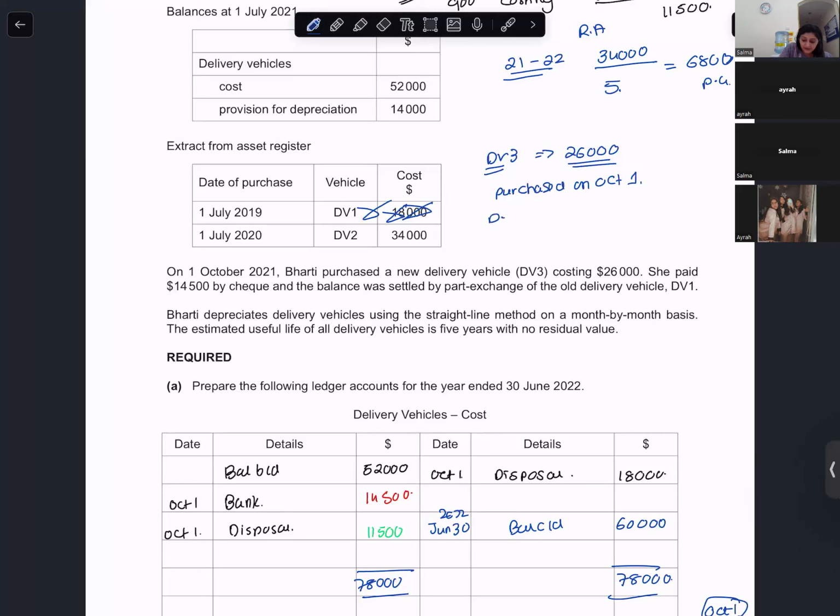So depreciation will be for how many months? October, November, December, January, February, March, April, May, June. 9 months. Oh, July is first. Okay. So 26,000 divided by 5 into 9 divided by 12. So it is 3,900. Total depreciation will be 6,800 plus 3,900. It is 10,700.